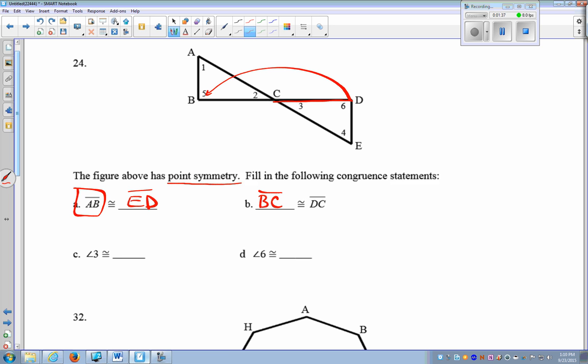Angle 3, if we rotate it at 180 degrees, it's going to end up at angle 2. And then finally, angle 6. Angle 6 is also angle D, and we've already established before that angle D went with angle B, and angle B is angle 5. Oops, it's supposed to be a 5. All right, so that finishes number 24.